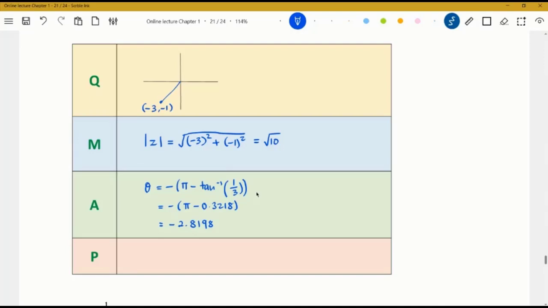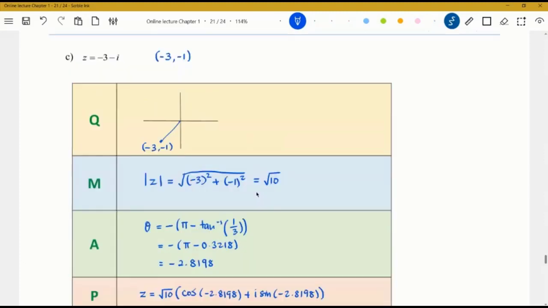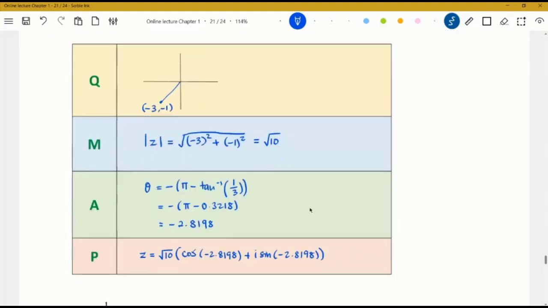Now we have to put everything into the polar form. So z equal to square root of 10 times cos negative 2.8198 plus i sin negative 2.8198. Okay, so that's your polar form of z equal to negative 3 minus i. That's how we find it for example 10 part C.